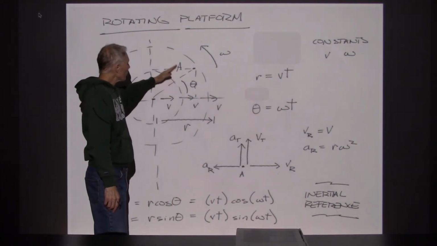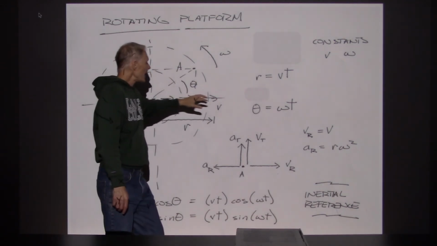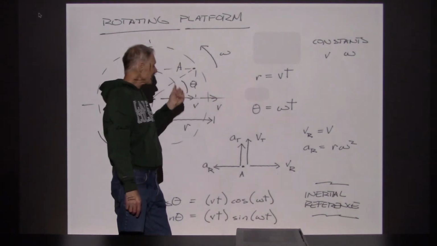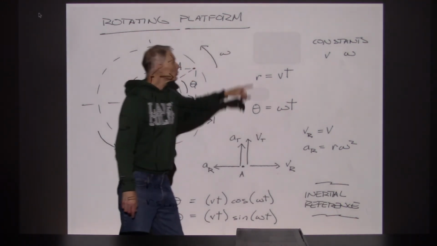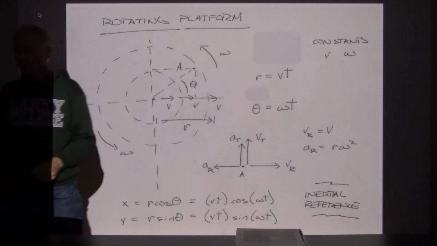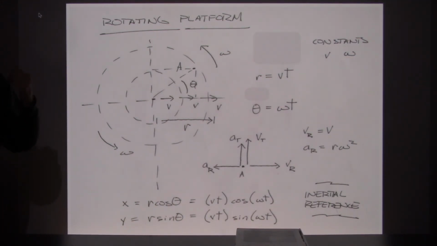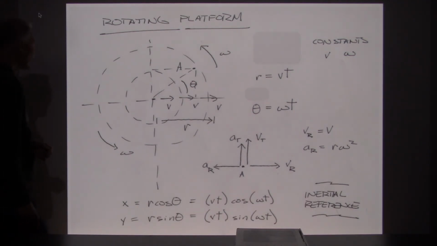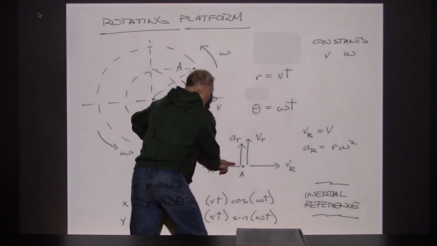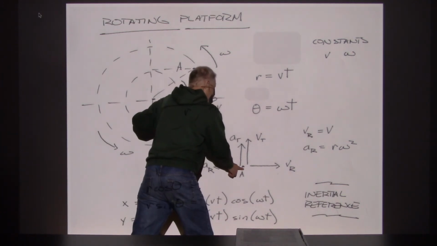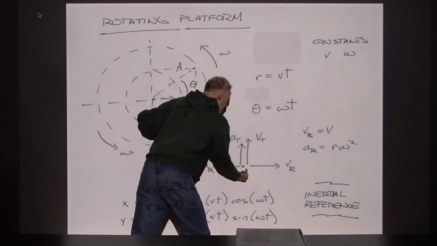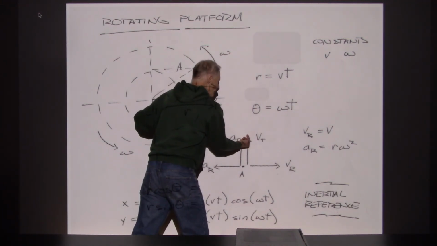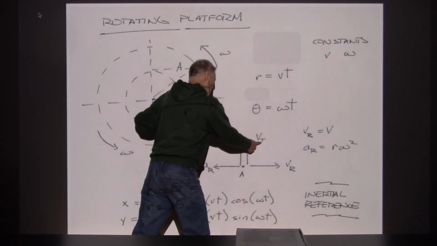But now that the platform is rotating, the angle, the angular location of the person is changing with time. So we'll say that the person's walking with a constant speed v, and that the platform is rotating with a constant angular velocity omega. And what happens as a result is the person is walking in this direction. Let's take some point and analyze this. They're walking in this direction, but there's also a velocity perpendicular. So we'll call that a tangential velocity.